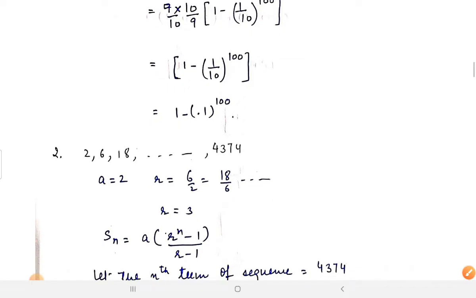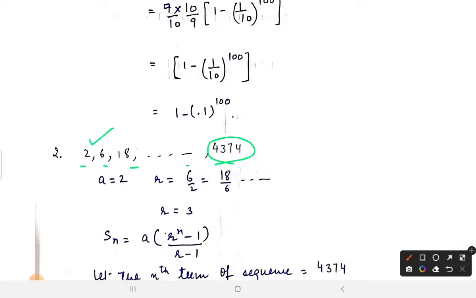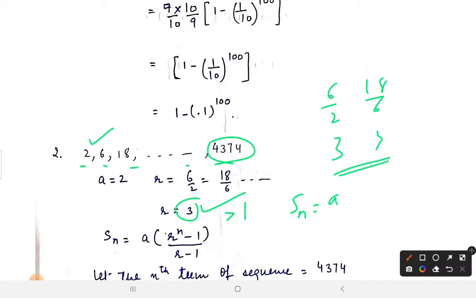Next is the sum of 2, 6, 18 up to 4374. Let us now find whether it is a GP or AP. So 6 upon 2, 18 upon 6, the common ratio is 3, constant. So we have r as 3. 3 is greater than 1. So the sum of n terms is a times r to the power n minus 1 upon r minus 1, because r is greater than 1. The first term is 2.